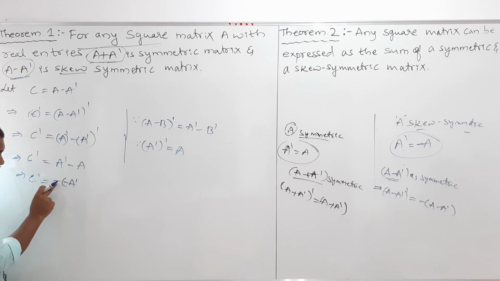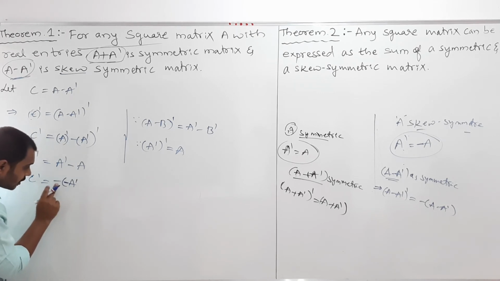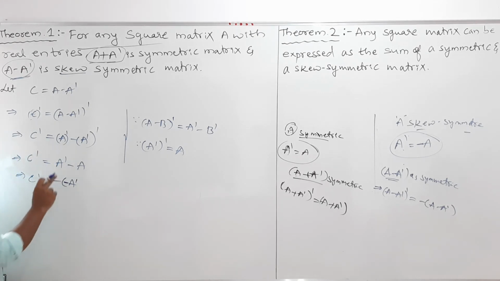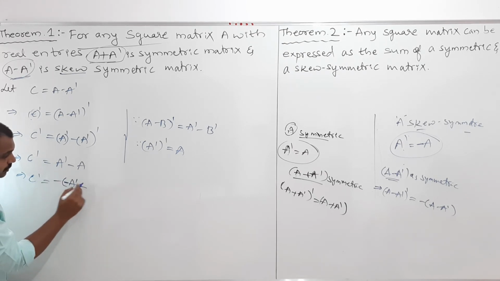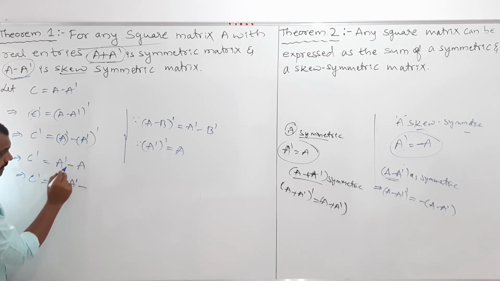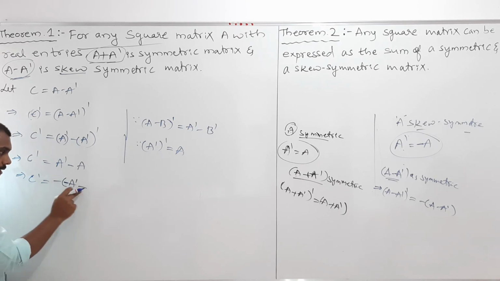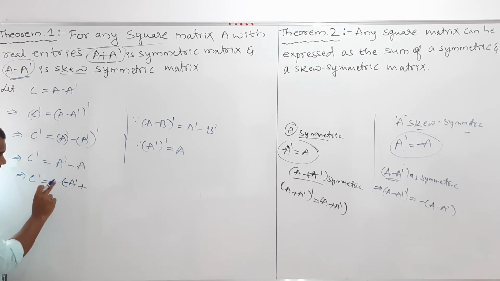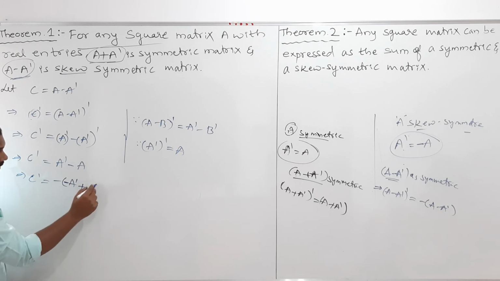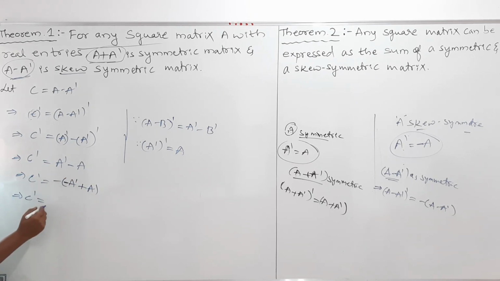But here I already took minus. So I will write here minus, because minus minus will become plus. Here I should get A transpose: minus minus A transpose. Next, my dear students, here I should get minus, and here it is already minus, so I should write plus. Minus plus minus A, that is plus A. So now my dear students, C transpose is equal to minus of, first the positive, that is plus A, and next minus A transpose.